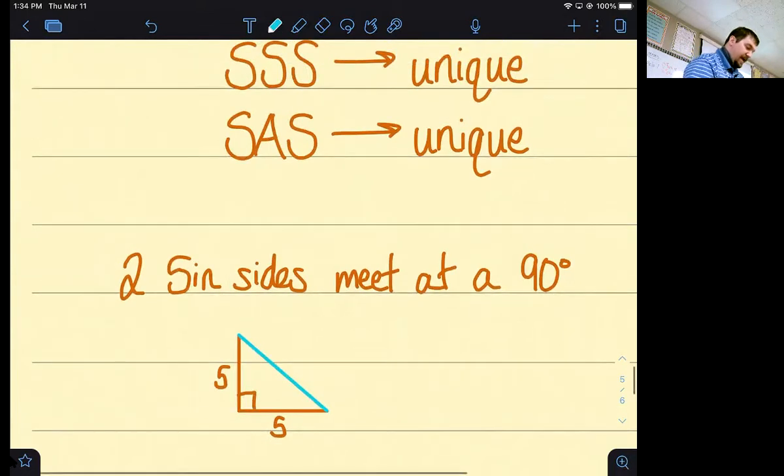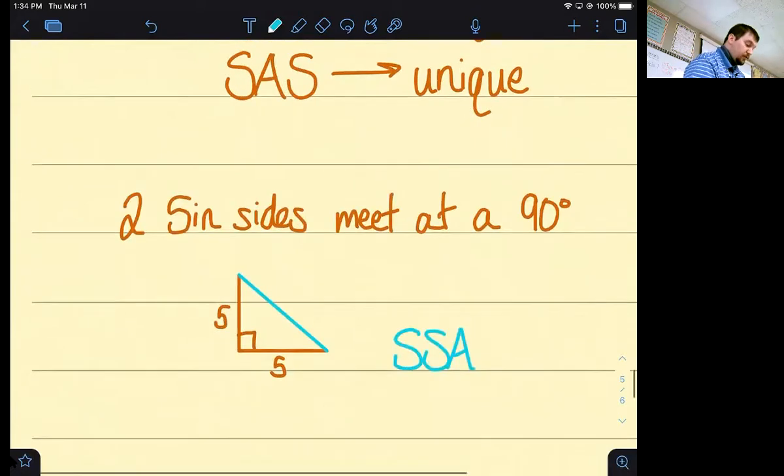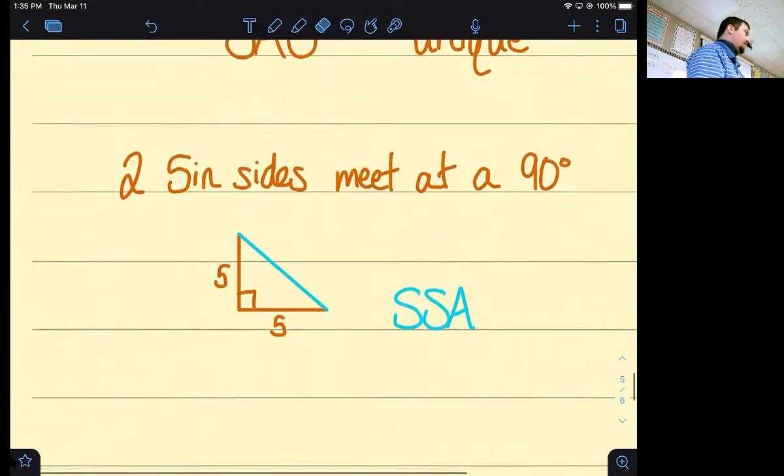Now, if I had a side-side angle, not to be confused with the angle side-side, we don't write that one, okay? We don't do angle side-side. We just do side-side angle. You guys got that? Okay. It's okay. No, but seriously, they don't write that one because of that.